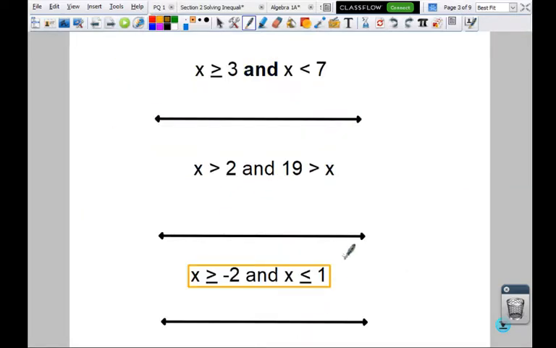So I'm going to do one or two more. I'm going to do x is greater than or equal to 3 and x is less than 7. So on this one, Ruben, what's going to be my left point on this one right here? What's going to be on this left side? 3. And when I make my circle at 3, am I going to fill it in? Yeah.